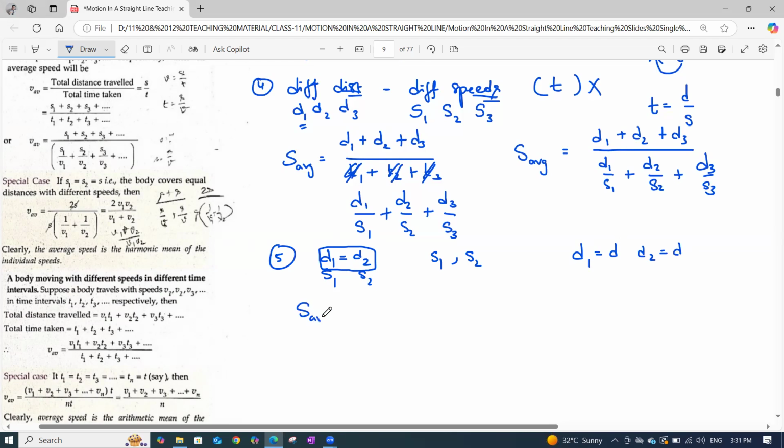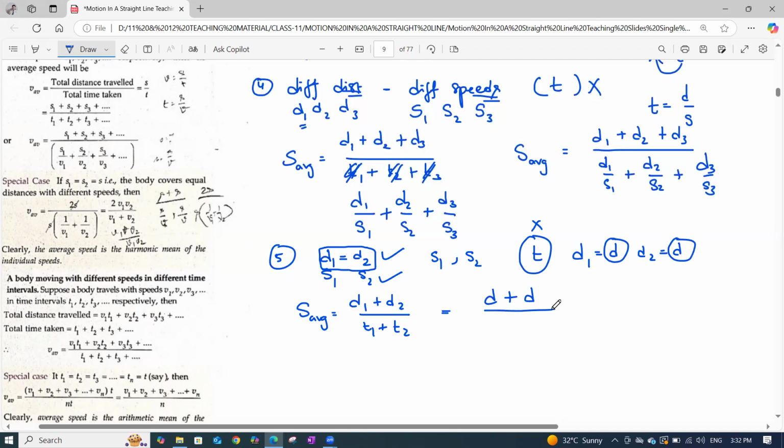Now what is average speed? S AVG is equal to total distance upon total time, t1 plus t2. Here also we have distances and speeds, but time is not mentioned. Let us substitute the values. d1 we have taken as d, plus d2 which we have also taken as d, because both are the same, upon time. We know speed is equal to distance by time. If you need time, send the time to the other side: t is equal to distance by speed.